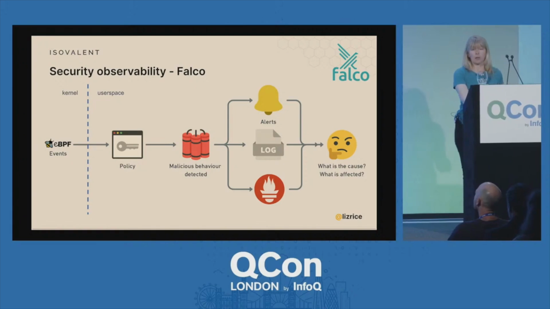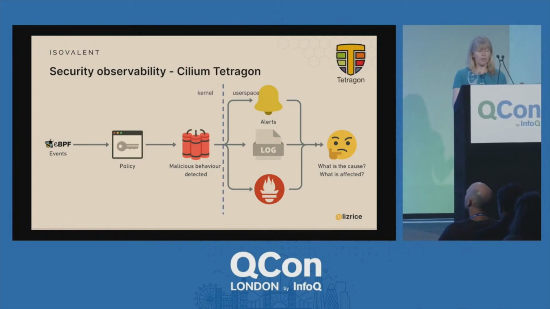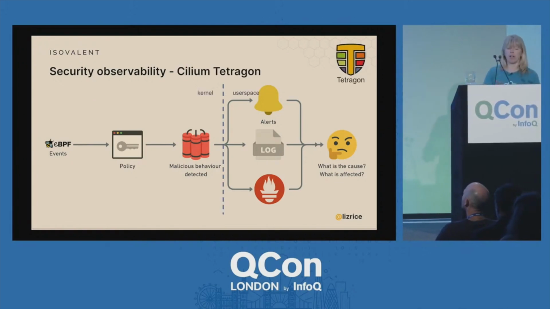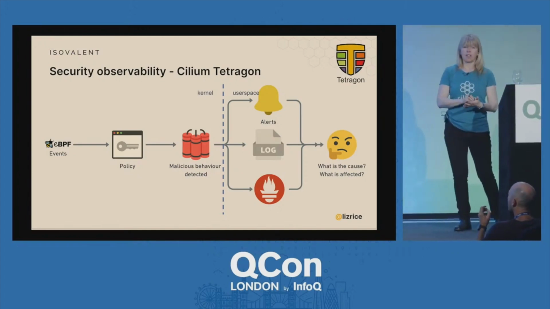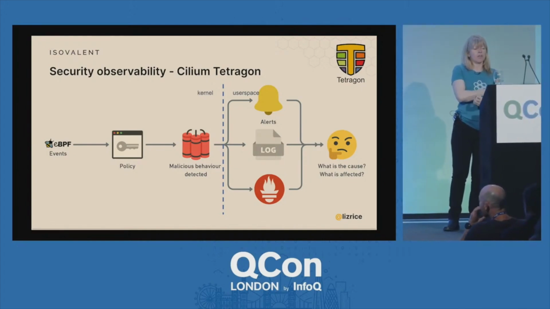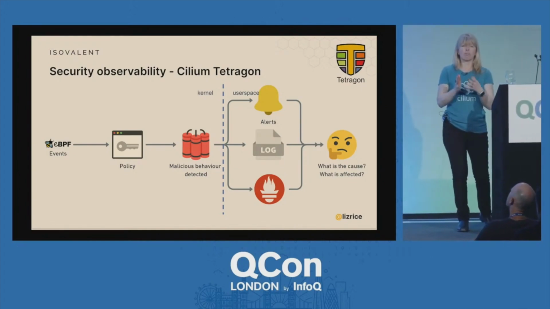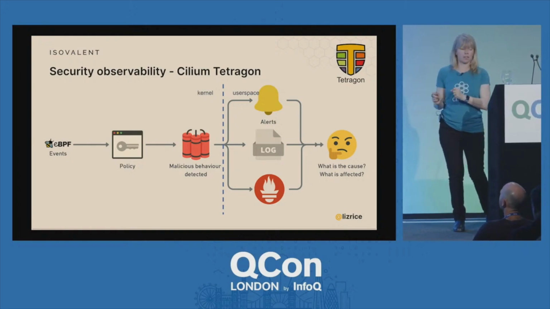I want to talk a little bit about Tetragon, which is a sub-project in Cilium, where what we're doing that's different from Falco is filtering those events, so comparing those events against the policy inside the kernel. So we can massively reduce the number of events that are actually getting sent from the kernel to user space.